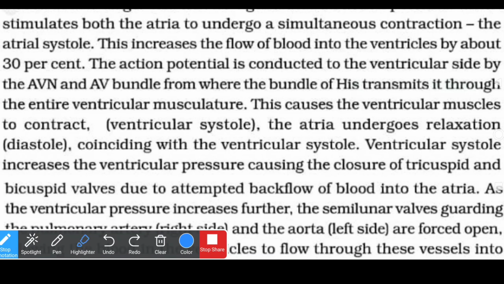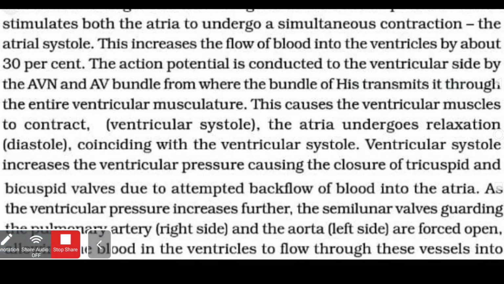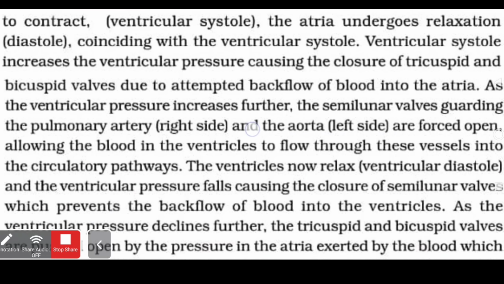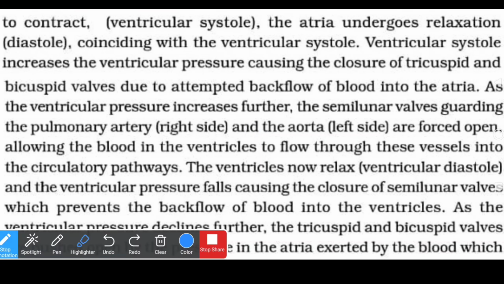And what does this mean? That means ventricular systole. Please do remember one thing, that systole means contraction, whereas diastole means relaxation. Now, dealing with the atria: the atria undergo relaxation, which means diastole, coinciding with the ventricular systole. So whenever ventricular systole is taking place, at the same time the atria are undergoing diastole. So they go through an alternate fashion.